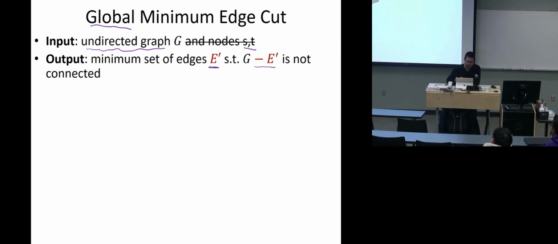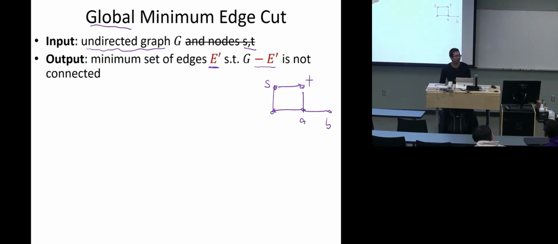For example, if the graph looks like this, maybe this is S, this is T, this is A and B. Here, a global min cut would be this one. You don't need to disconnect S and T. Okay. So, any ideas how we should solve this problem using many calls to MaxFlow?